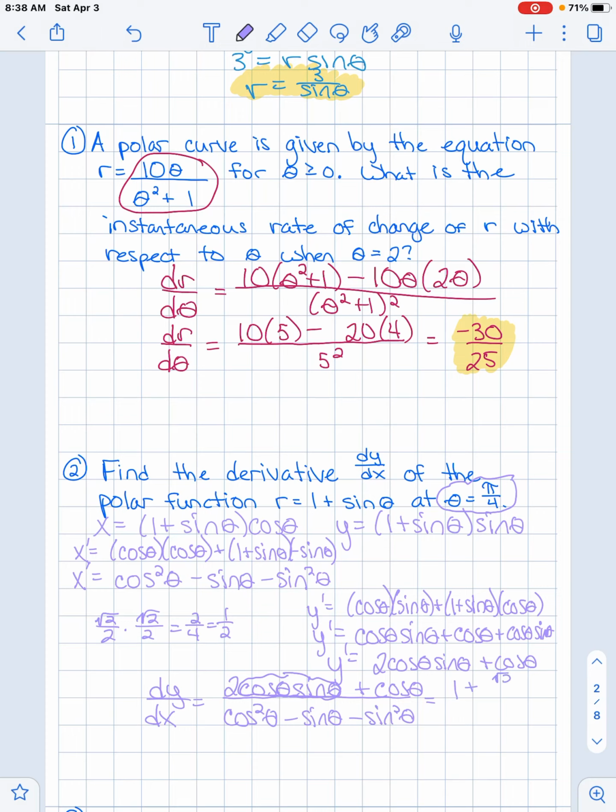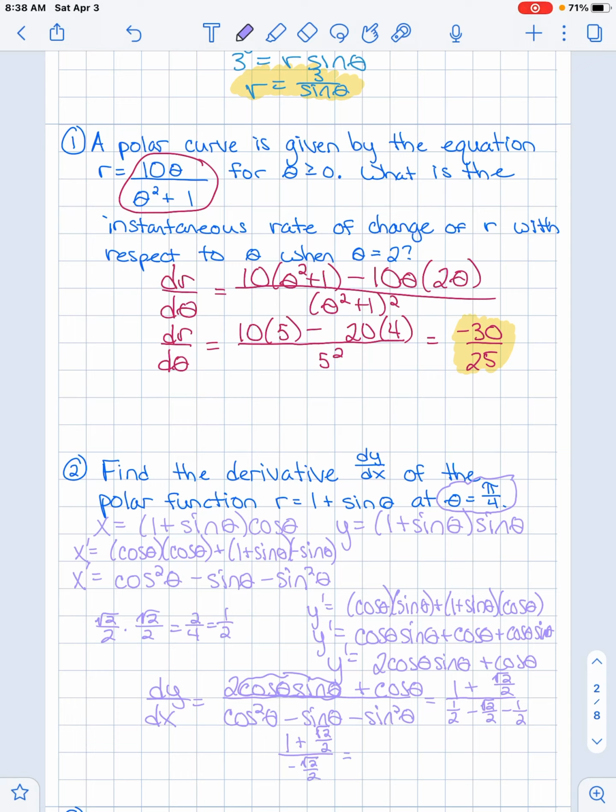Plus the cosine of pi over 4, which is root 2 over 2. Cosine squared is root 2 over 2 times itself, so that's 1/2. Minus the sine of theta, root 2 over 2. And then sine squared theta is also 1/2. So this simplifies down to be 1 plus the square root of 2 over 2, and the denominator is negative square root of 2 over 2.